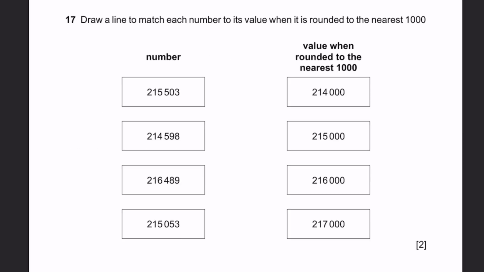Question 17. Draw a line to match each number to its value when it's rounded to the nearest thousand. 215503. The thousands digit is over here, and the next digit is 5, which is greater than or equal to 5. That means we round it up to 216,000. Next, 214598. Thousands is here, next is there. 5 is greater than or equal to 5. It's true. That means the answer is rounded up, 215,000.